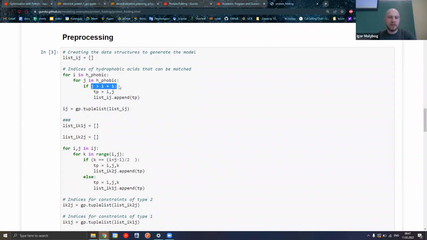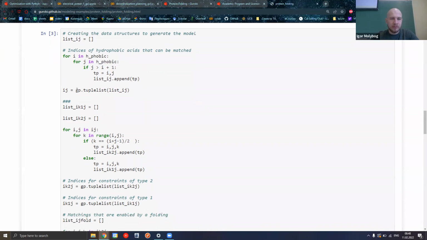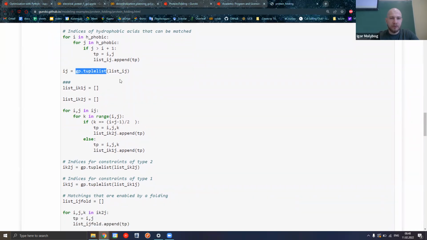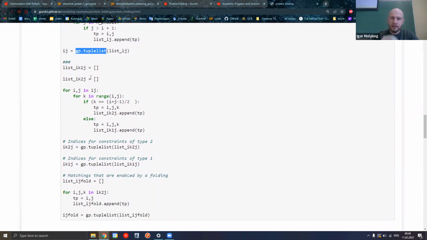And this condition prevents us from putting in neighbors. So we want j to be greater than I plus 1. So I is the smaller number, going to be the smaller location, and the j is going to be the larger location. And if in fact they're not neighbors, then we put them into the list. We use a special tuple list type of GurobiPy.